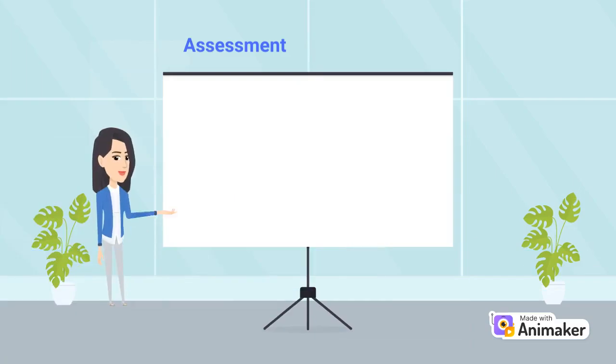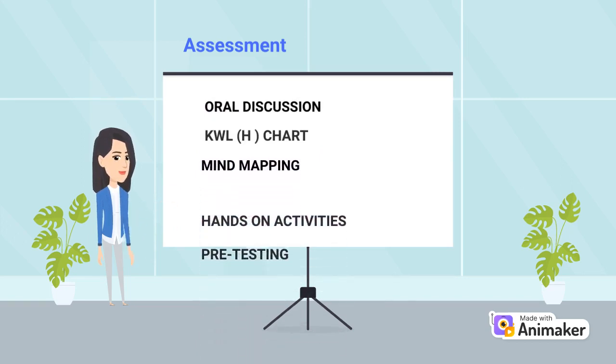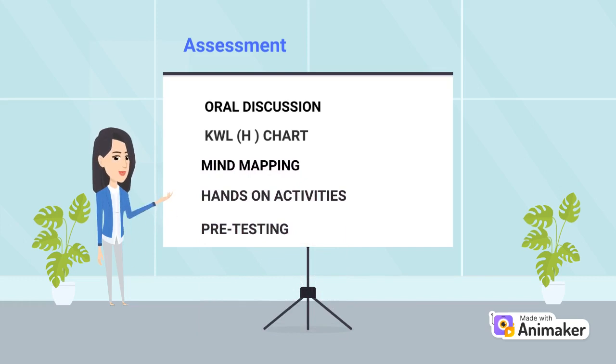So, in assessment, we have the oral discussions, KWLH chart, mind mapping, hands-on activities, and pre-testings. In oral discussions, the teacher presents focused questions and allows an open discussion on the topic. The KWLH chart is used throughout the course of study for a particular topic, but it is also a good assessment technique as it shows the teacher the progress of the students throughout the course of study.